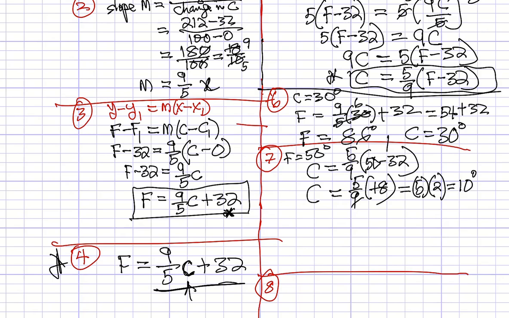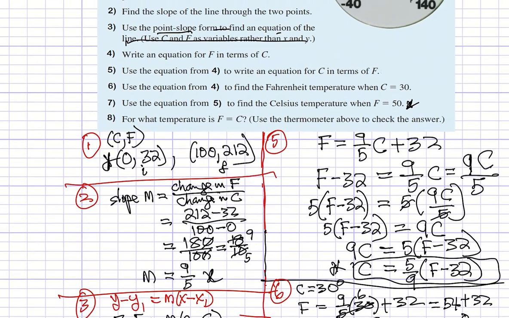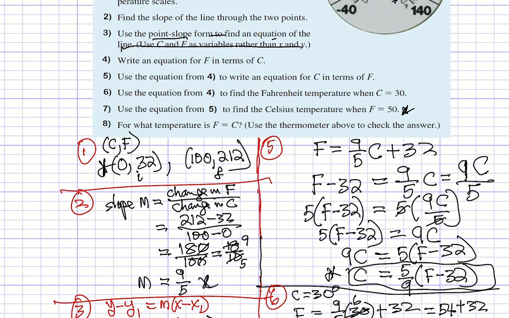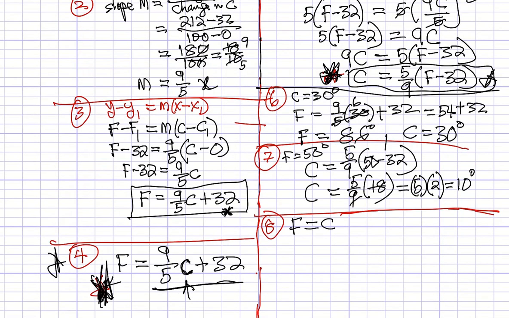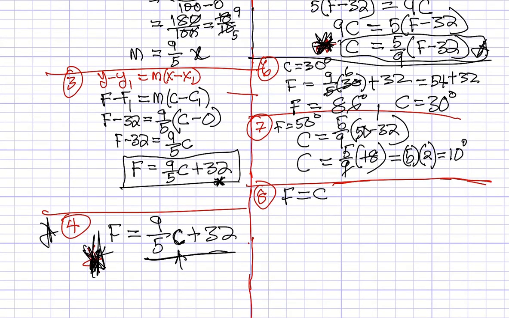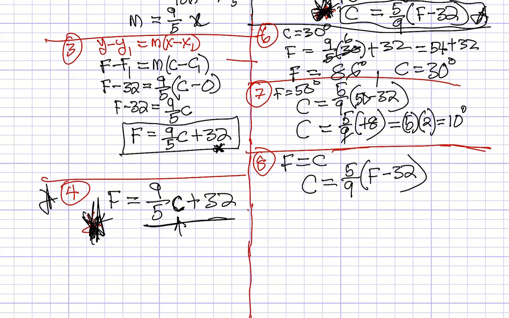Okay. So number 8. What are they wanting in number 8? For what temperature is F equal to C? Use the thermometer above to check the answer. So what is that telling us? We can take that one there. If we take that one, we'll say C is equal to 5 over 9 (F minus 32), right? But they say F is equal to C.